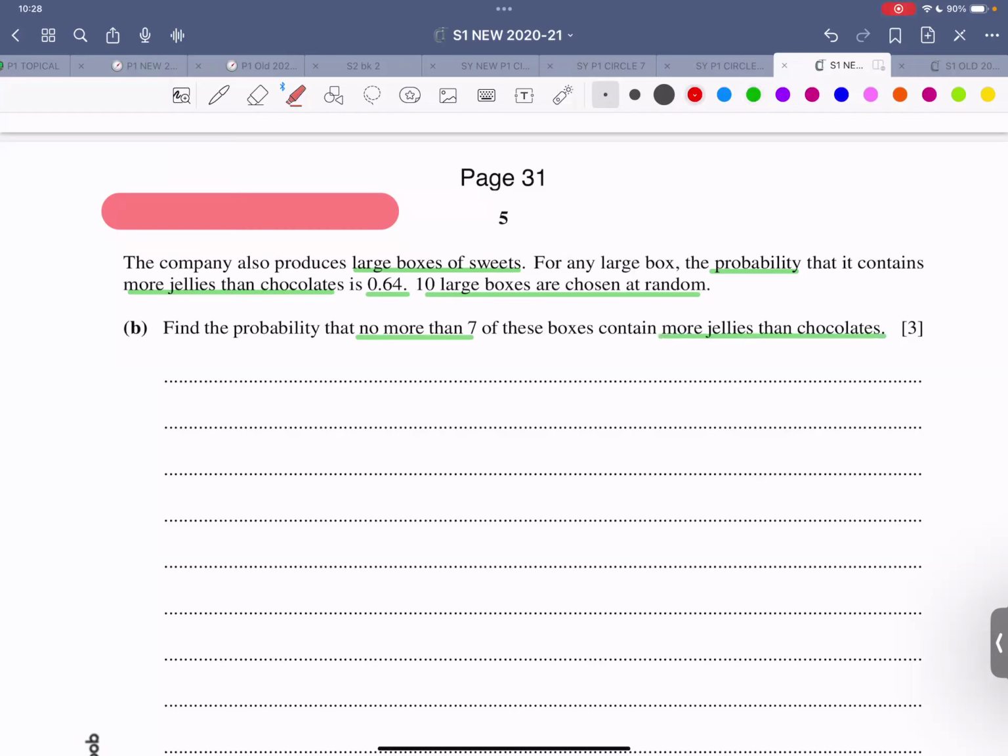So now the very first thing that I should realize is that more jellies than chocolate, this is your probability of success. So probability of success is 0.64. Probability of failure is 0.36. Number of trials is 10. In other words, it's a question of binomial probability distribution. So now let me write over here, this is binomial probability distribution.